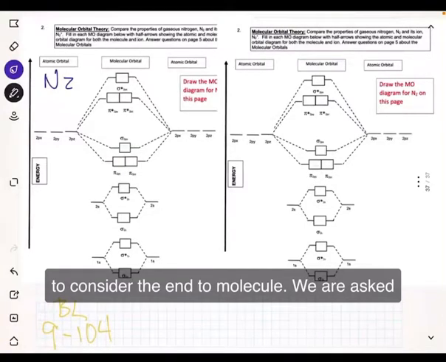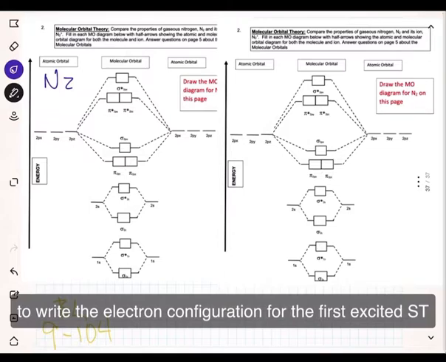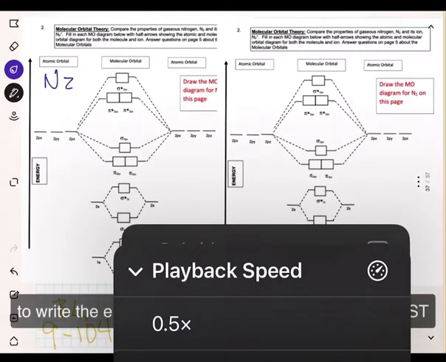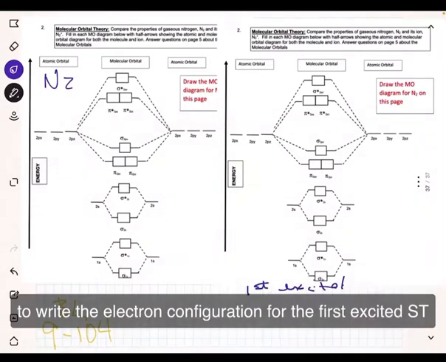Consider the N2 molecule. We are asked to write the electron configuration for the first excited state.